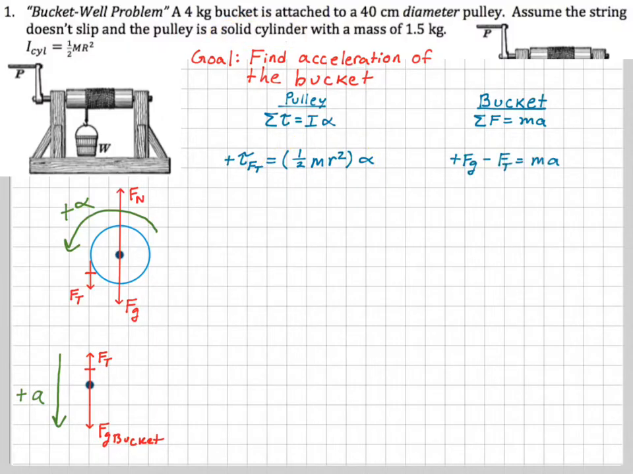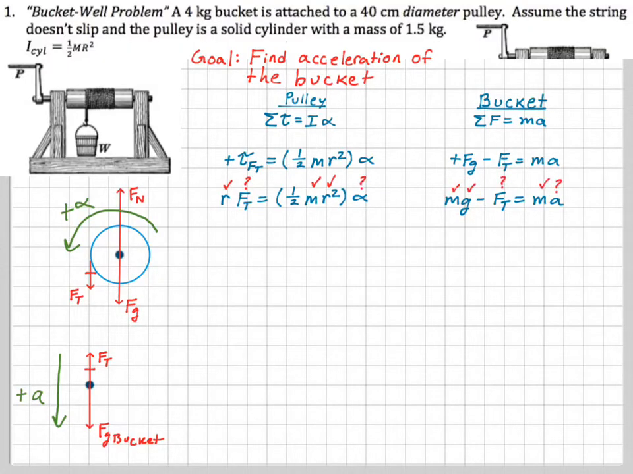And for the bucket, we've got plus force gravity minus force tension equals ma, or the mass of the bucket times acceleration. As I mentioned before, downwards is the positive direction because the bucket is accelerating downwards as the cylinder is accelerating counterclockwise. From there, we can elaborate a little bit on both of our equations. Instead of thinking of it as just torque of force tension, we'll think of it as radius times force tension, and force gravity known as mg.